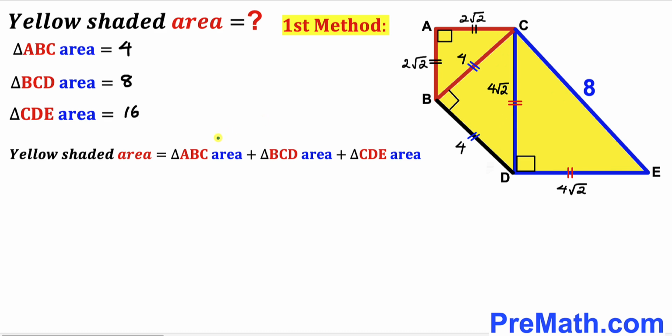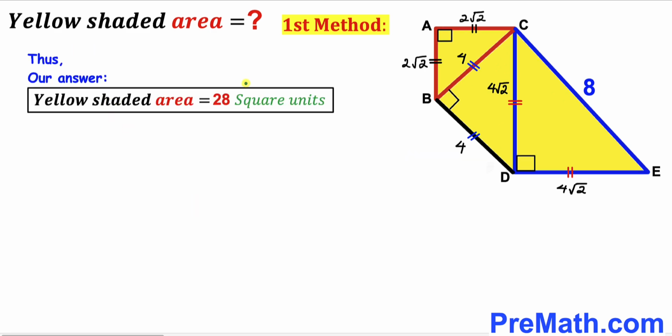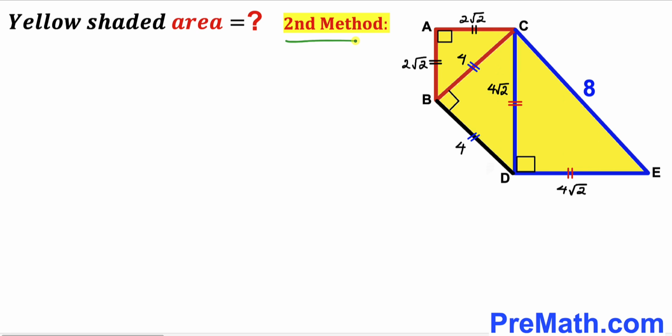And here's our final step. Let's go ahead and calculate the area of this yellow shaded region. And we already figured out the area of these individual right triangles. Turns out to be 4, 8 and 16. Let's go ahead and fill in the blanks. So we got 4 plus 8 plus 16. And if we add everything, we are going to get 28 square units. So thus the area of this yellow shaded region turns out to be 28 square units by using the very first method. And here's our second method.